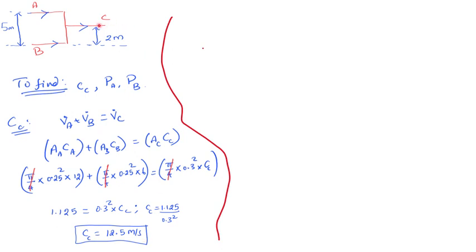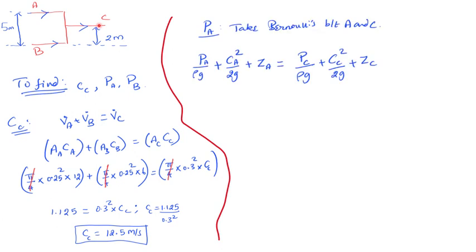Now, let us find P_A, the pressure in section A. I'm going to apply Bernoulli's equation between section A and section C. I'm not going to take section B, only section A and section C. The pressure head, velocity head and datum head of section A equals the pressure head, velocity head and datum head of section C. They have not really mentioned any losses, have they? So we are assuming that there are no losses here.